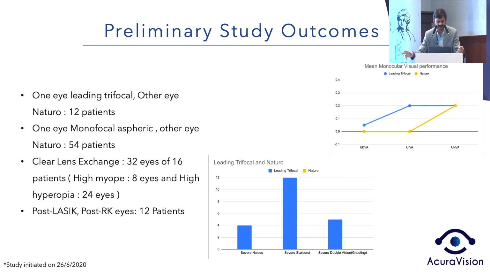Now, this is a very important slide where we did a sub-analysis of 12 patients who were implanted with a trifocal IOL and were not satisfied with it. The main reason for being dissatisfied was the severe starbursts. And we implanted the other eye with Naturo, and none of them had any visual side effects in the other eye. So we have been using this lens for CLE a lot in post-LASIK patients, in patients who want some spectacle independence but have a monofocal aspheric lens in the other eye. And the patients are really, really happy with the quality of vision and the range of vision.